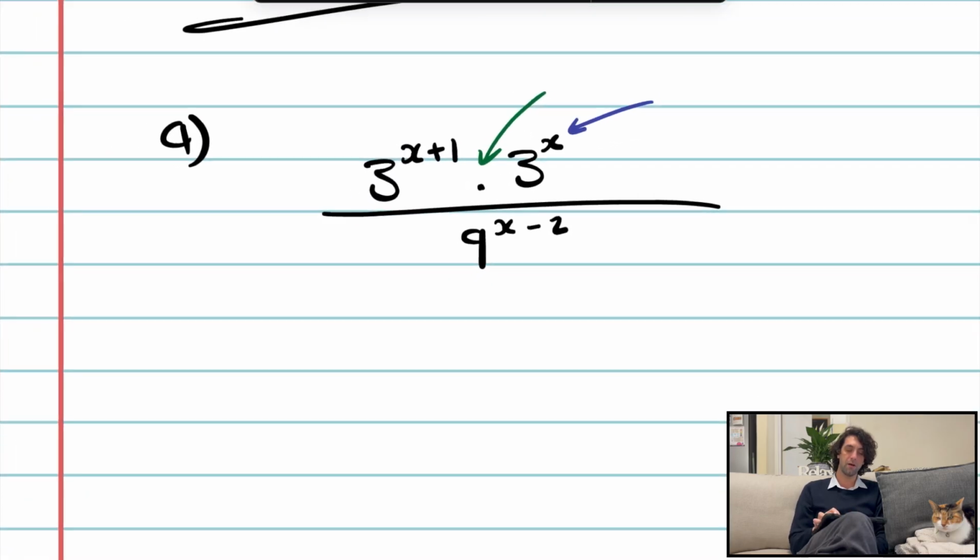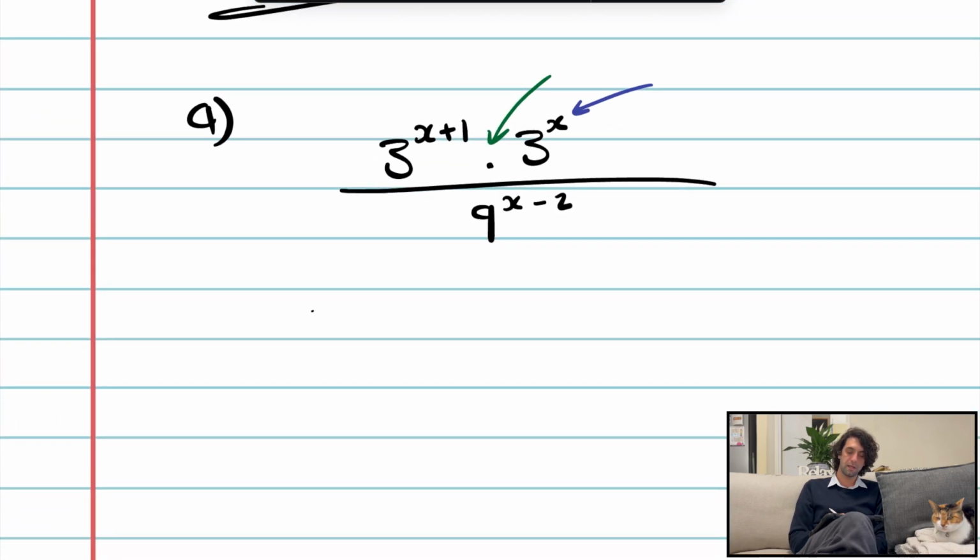And now I know that what I want to do, first things first, I want to try and make all the bases the same. Okay, so what do I have over here? I see I have a 3 and a 9. Now I know that my 9 can become 3 squared.